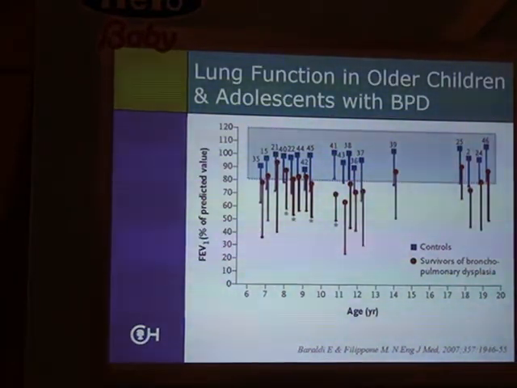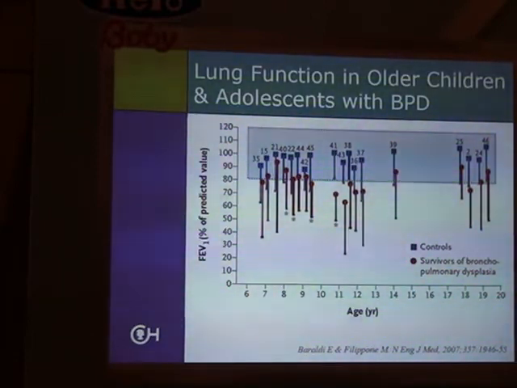This trial that was published in 2007 in the New England Journal of Medicine shows this. Your blue bars up at the top is your FEV1 for normal children, and this is the number that they have for the control. And then these are survivors of bronchopulmonary dysplasia. They never get lung catch-up growth. Their FEV1 never gets back to normal according to this study. It's only one study, but it's a very powerful one to know when you're helping to advise long-term.